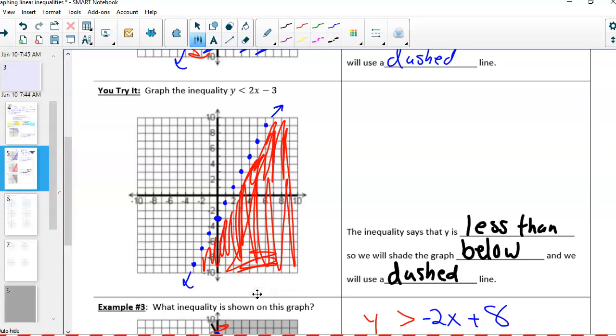This is the you try it example. You had a positive slope. There should have been a dash or a dotted line. I didn't dash mine because the dots and the dashes were kind of run together, so I just left mine dotted, but same thing. And then you should have shaded below the line. Questions on that one?